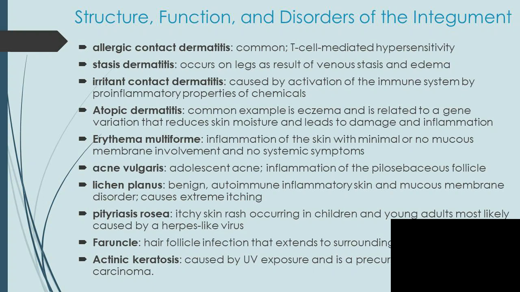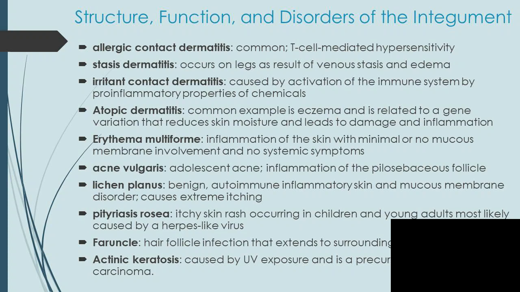Lichen planus is a little different. It's for older people, usually over the age of 30. It's benign. Autoimmune inflammatory skin and mucous membrane disorder causes extreme itching. People with this disorder often describe intense itching that really can be very horrible. It actually can cause them to not be able to go to their job, to be active in their life because they're so taken with this itching and scratching.